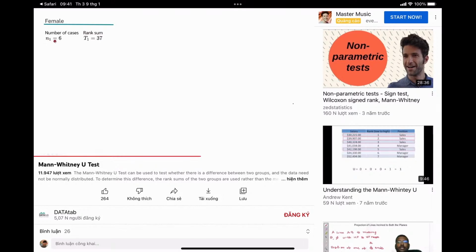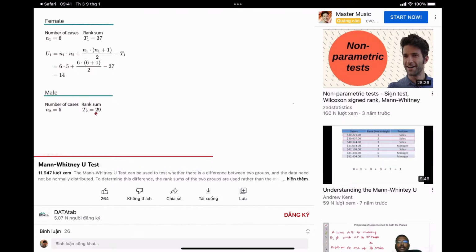We can now calculate the U1, so the U for the female participants, using this formula. Here we have N1 and N2, so the number of cases of female and male, plus the rank sum of the female participants. If we insert our values, we get a U1 of 40. Now we do exactly the same for male participants. For male participants, we have a number of 5 and a rank sum of 29.